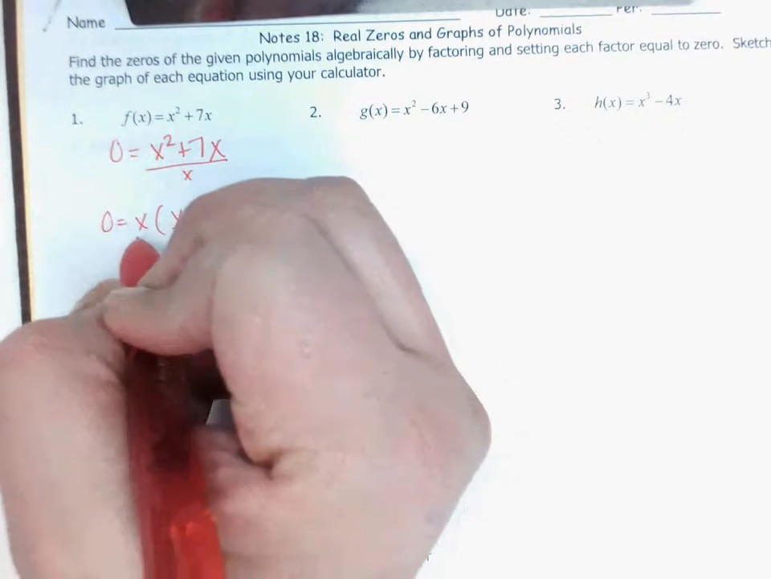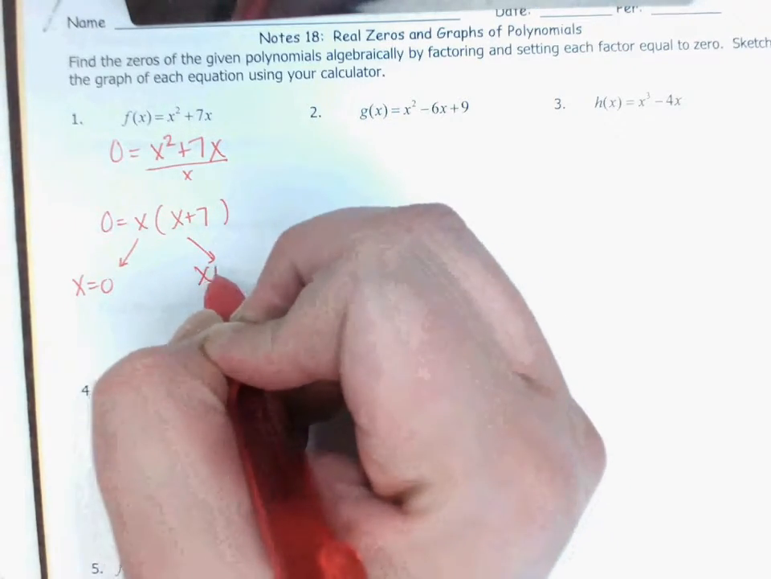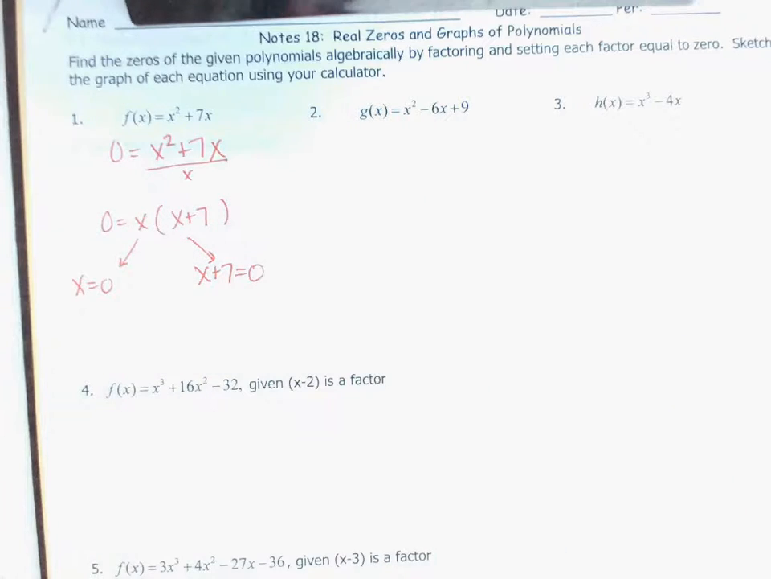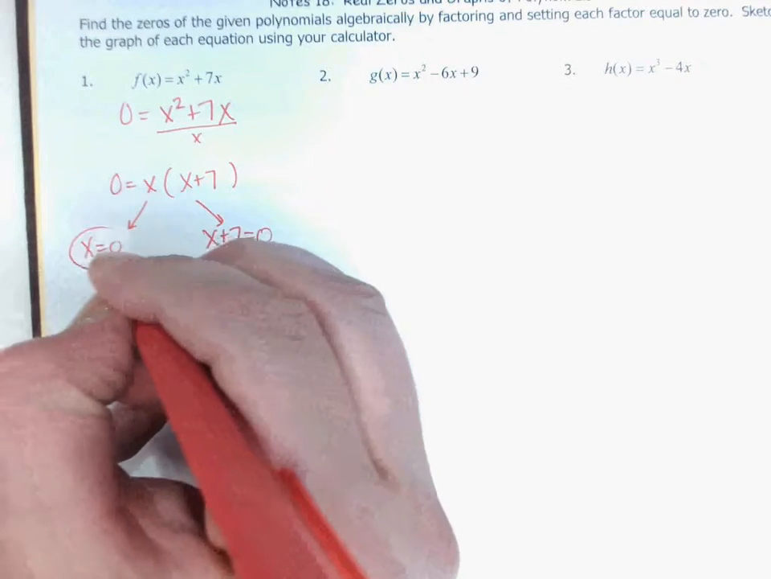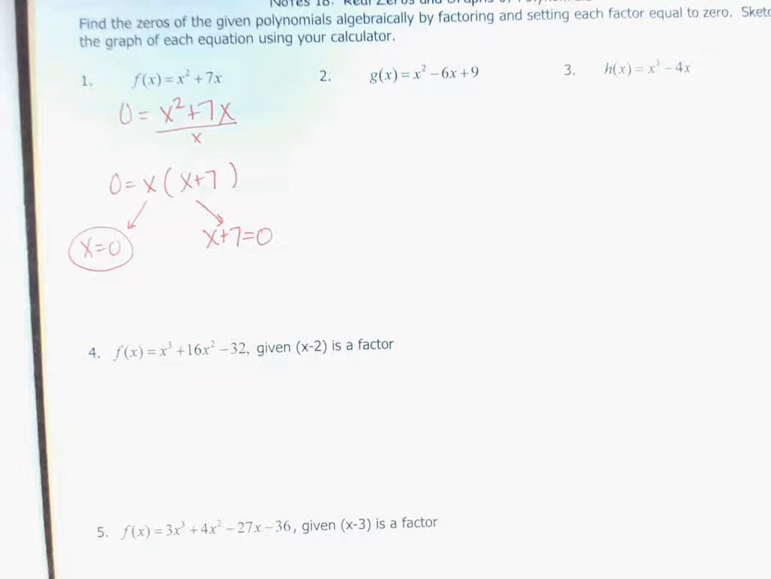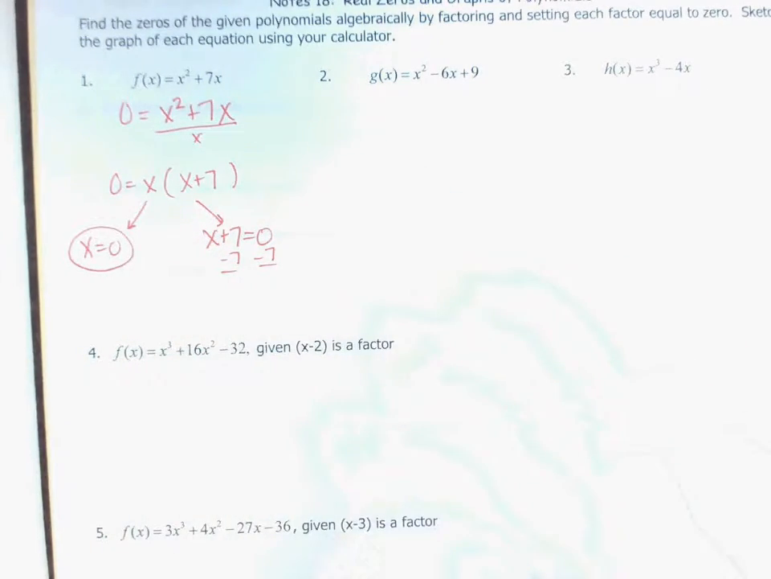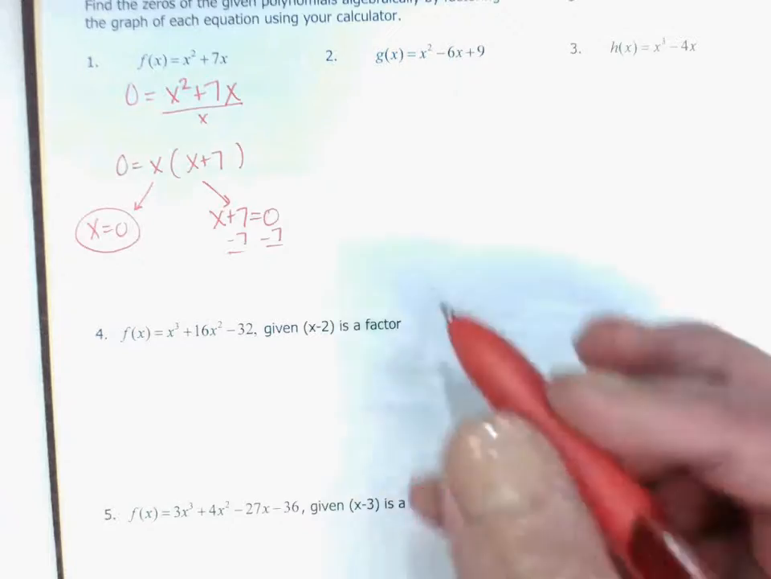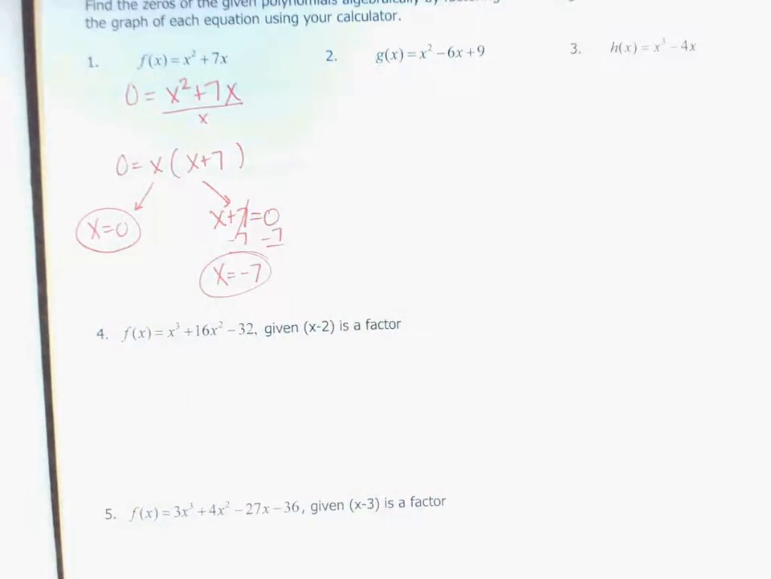So first I'm going to let x equal 0. Then I'm going to let x plus 7 equal 0. Now, if you look at the x equals 0, that one's already solved. We already have one of our numbers. But if x plus 7 equals 0, how would you solve that? Minus the 7 across. Good. And so then I'd have x equals negative 7, as the 7s cancel out. So it'd just be minus 7.